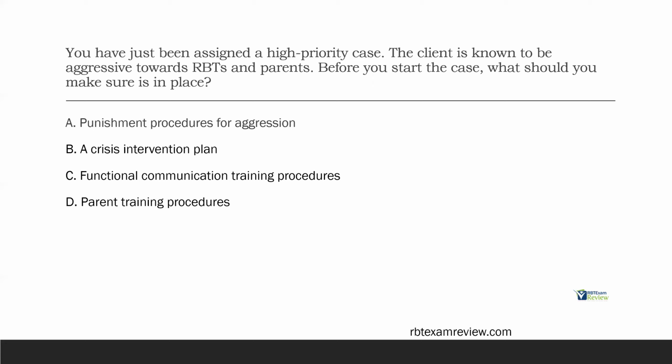Reading about this case, it looks like there's a potential for a client to get aggressive and potentially put somebody in danger. So this warrants a crisis and it warrants a crisis intervention plan. How are we going to react, okay, in these situations? Before you start, you should know how you're going to react to aggression, okay? You should make sure your BCBA has a plan.